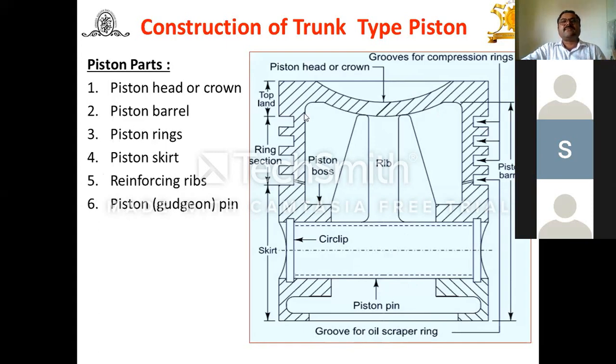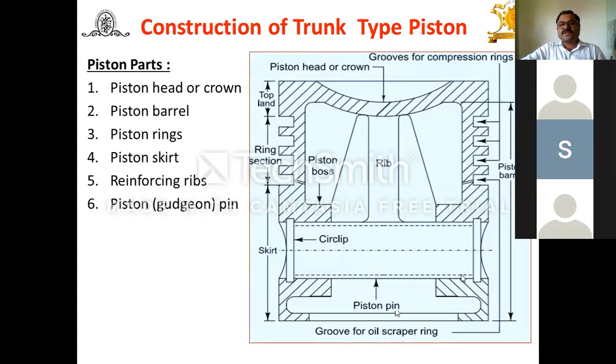Once again, I would like to recall in one minute. This is the top land, then the ring section and the skirt. This portion is known as the piston barrel. It consists of the piston head, the top part here. Then the ribs here, piston ribs or reinforcing ribs. They give support because of the side thrust coming from the connecting rod.